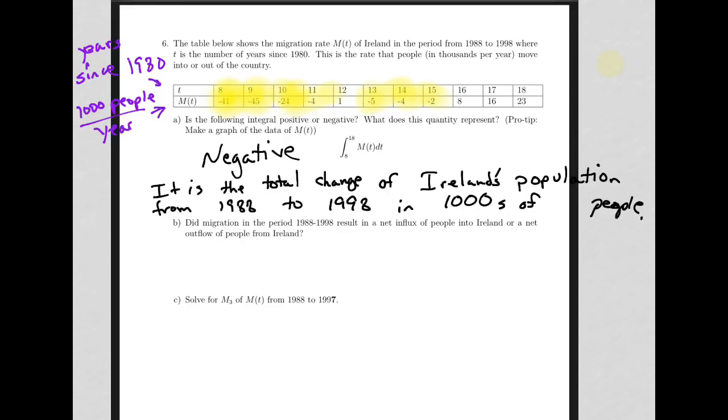So this is just breaking down the fundamental theorem of calculus part 1, of you're going from a rate of change to a total change, where these are your limits of integration. So did migration in the period from 1988 to 1998 result in a net influx of people into Ireland or a net outflow of people from Ireland? And here we have that the total change is negative, and so it's going to be a net outflow. So this is kind of just rewording part A. So this is a net outflow.